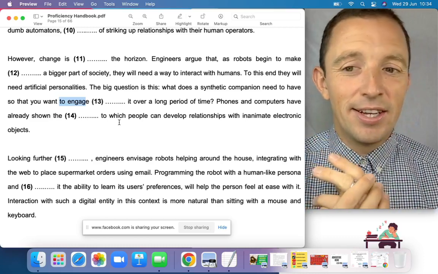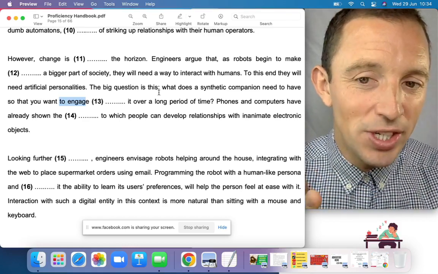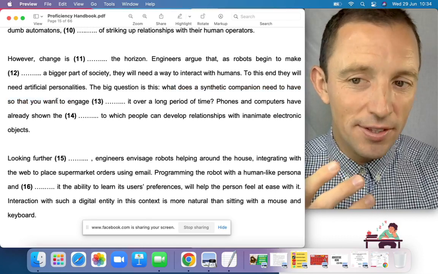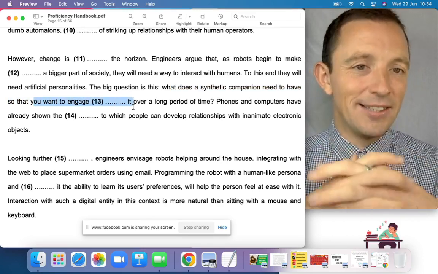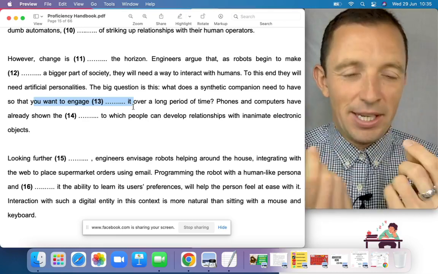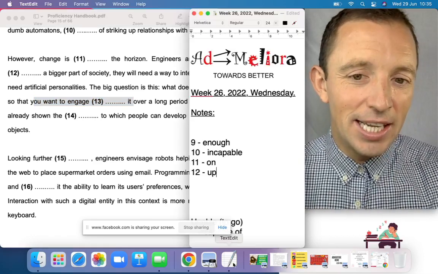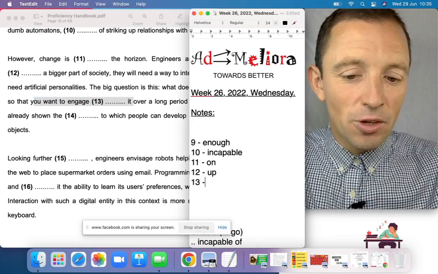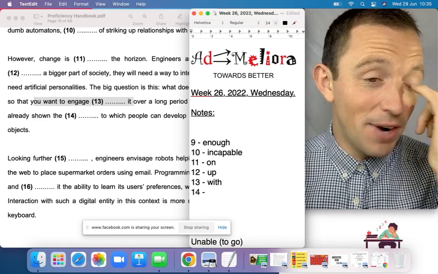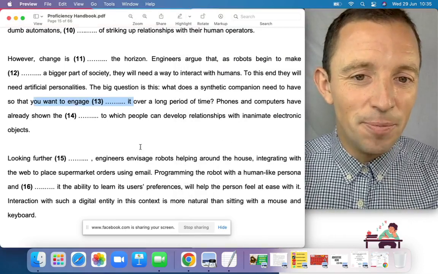But here it's specifically the robot and the human. So let's read again. The big question is this: what does a synthetic companion need to have so that you want to engage with it? You want to interact with it. You want to interact is the best synonym over a long period of time. So for me, 13 is again grammatical, prepositional, very simple it looks, but that's the correct answer I would suggest. That's number 13. Let's continue.